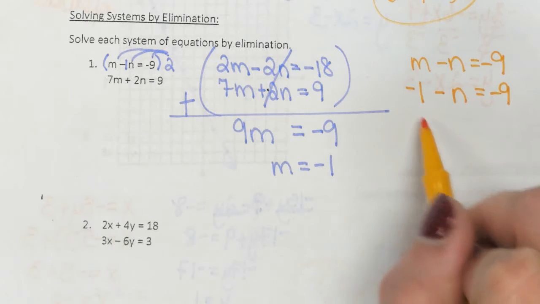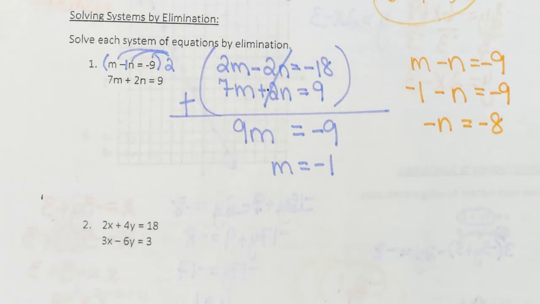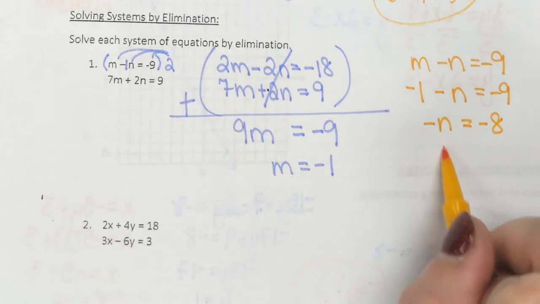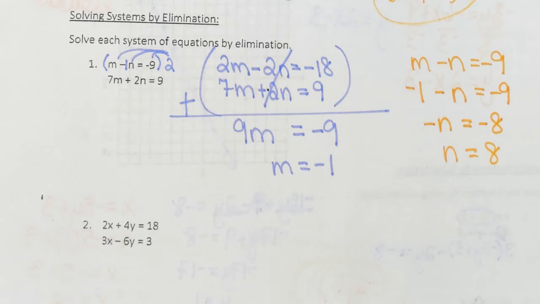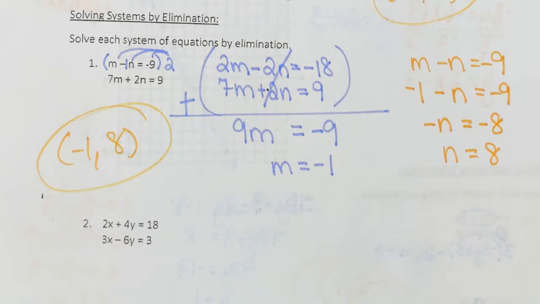All right, we're going to add that 1 over. So we get -n is equal to -8. Get rid of the negative, and n is 8. And Kenan brought up this question earlier: how do I write these in an order of error? Which one goes first? Alphabetical order, -1 and then 8. And so if I were to graph those, what kind of graph would it look like? There you go. It had one solution.